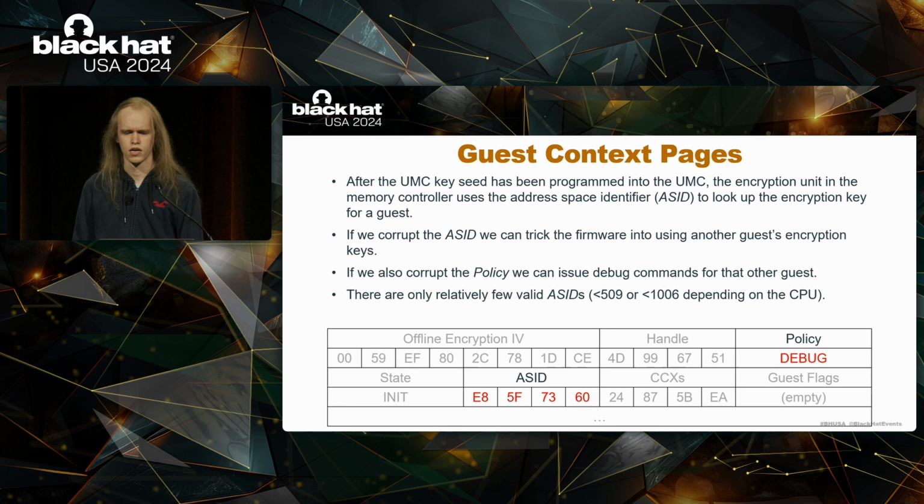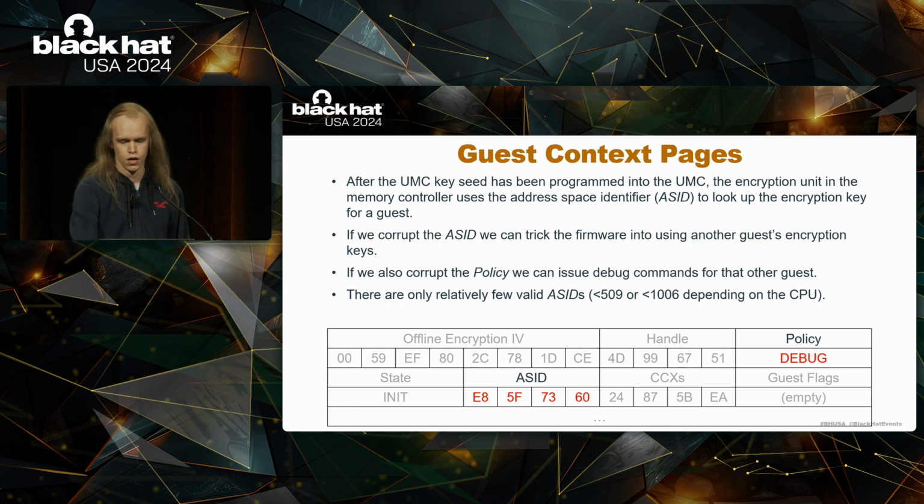Okay, so once again, there are problems. The first one is that there are only a very few number of valid address space identifiers. And the reason for that is that the UMC, the Unified Memory Controllers, of course, has to store all of those encryption keys, and it doesn't just have unlimited storage to store encryption keys. And so depending on the CPU model, there are roughly 500 or 1,000 valid encryption keys. And so this is also the number of address space identifiers that is valid. The address space identifier is a 32-bit value, so the chances of getting a valid address space identifier are actually fairly low.